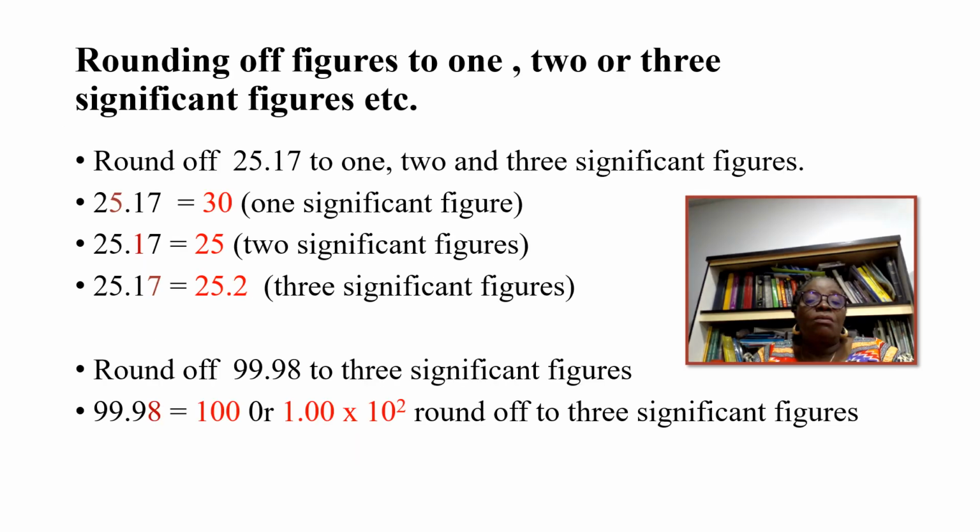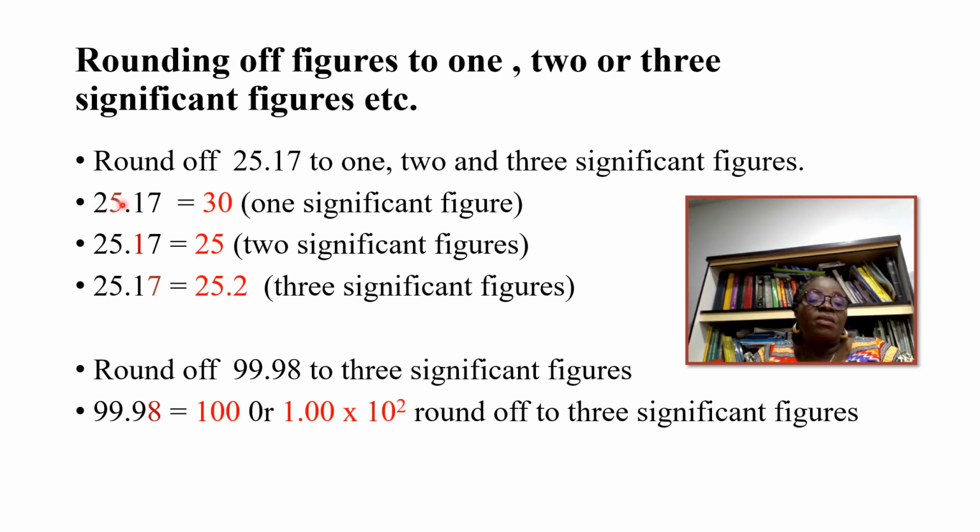I believe that you are following the lesson on significant figures. We are looking again at rounding off values to 1, 2, or 3 significant figures. Assuming you're told to round off 25.17 to 1, 2, or 3 significant figures. 25.17 to one significant figure means your value should end here, at the position of 2.